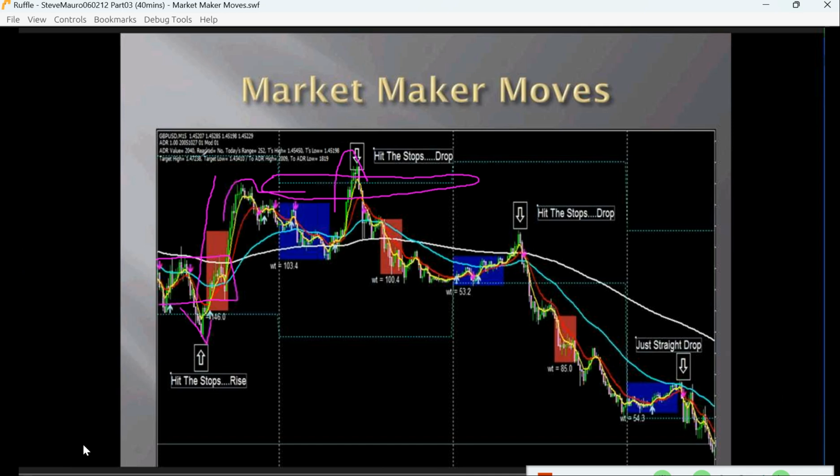Now, we expect a unidirectional swing for the rest of the week. So we expect the dealer, hit the stops, high, drop. 1, 2, 3. Hit the stops, high, drop, or just straight drop. The straightaway comes when the dealer fails to make a visible stop hunt below the blue box.